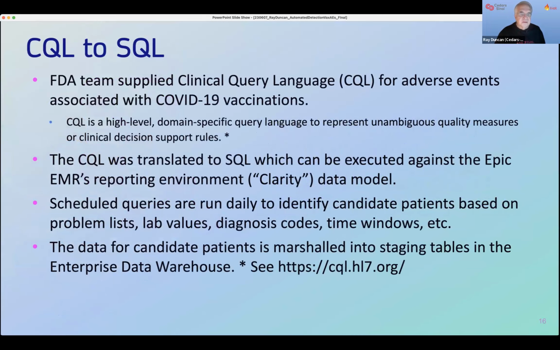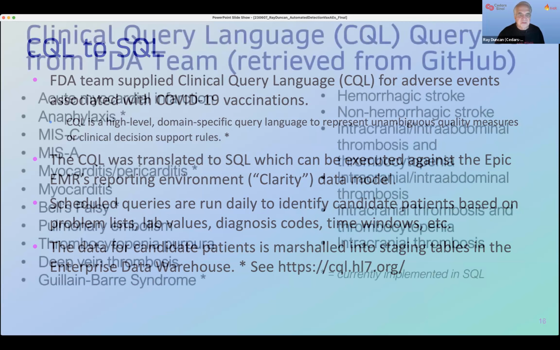So the clinical query language is a kind of a high-level domain-specific language. If you're familiar with Arden syntax for decision support, it's similar in some ways to that. The daily queries just identify candidate patients based on a whole lot of parameters, problem lists, lab values, timing relative to the vaccination itself, and so on. And then that's marshaled into staging tables.